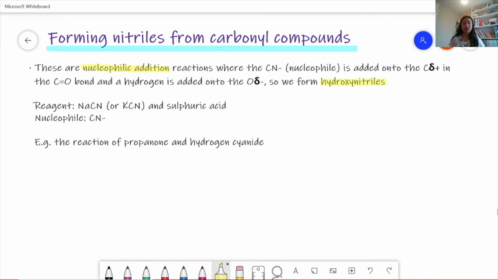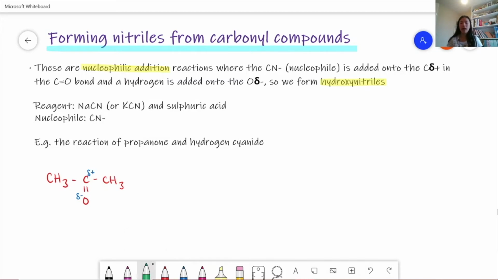So we're going to look at the reaction of propanone and hydrogen cyanide. So hydrogen cyanide is actually too poisonous to use on its own, and that's why we have to mix either sodium cyanide or potassium cyanide in some sulfuric acid, because the sulfuric acid will provide that H+. And so what we have is, firstly, drawing out propanone, we have CH3, C double bond O, and then CH3. And so we have a delta positive charge on the carbon because oxygen is much more electronegative. So the oxygen will have the partial negative charge.